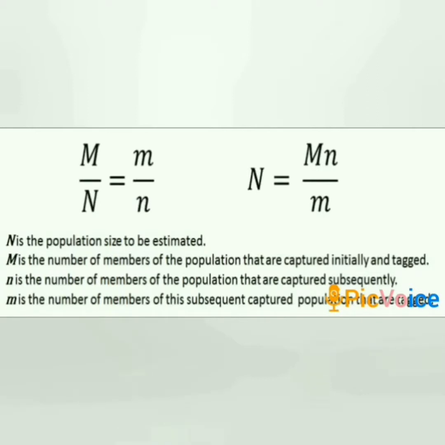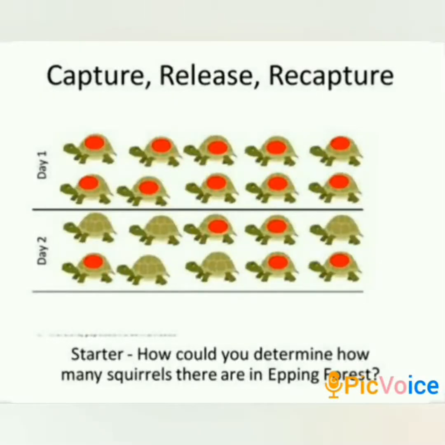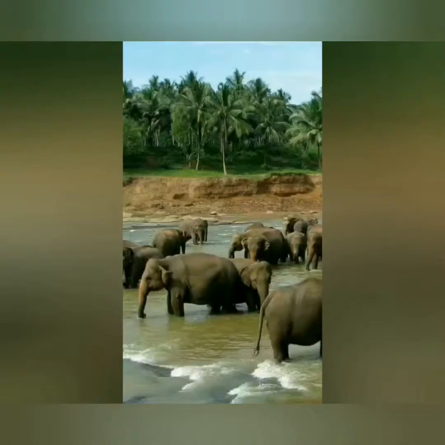Here capital N is the population size to be estimated. Capital M is the number of members of the population that are captured initially and tagged. Small n is the number of members of the population that are captured subsequently, and small m is the number of members of this subsequent captured population that are tagged. This is an example of the mark recapture technique.